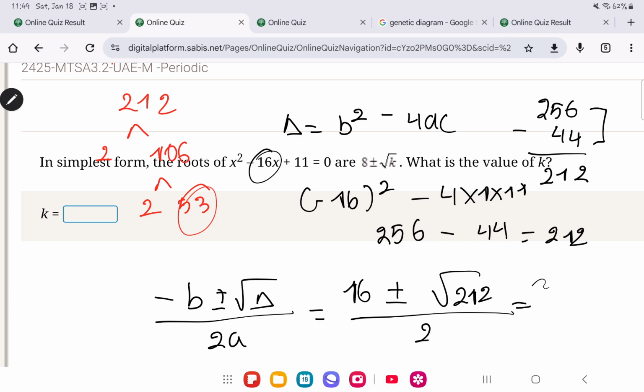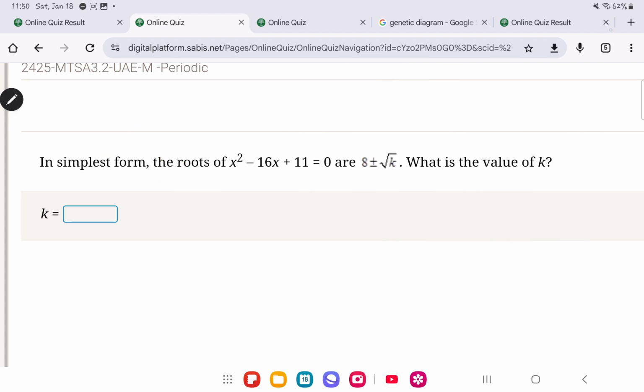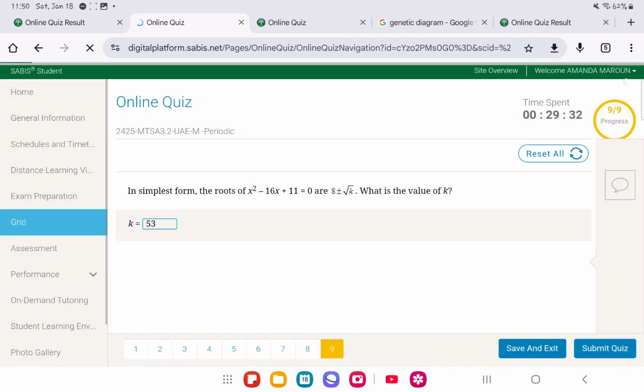So radical 212 is equal to radical 2 times 2 times 53. So take these outside, 2 radical 53. So it's going to be 16 plus or minus 2 radical 53 divided by 2. So then 8 plus or minus radical 53. So the k is equal to 53. So we're going to place 5, 3 over here. So let's submit and hopefully we don't have any mistakes.